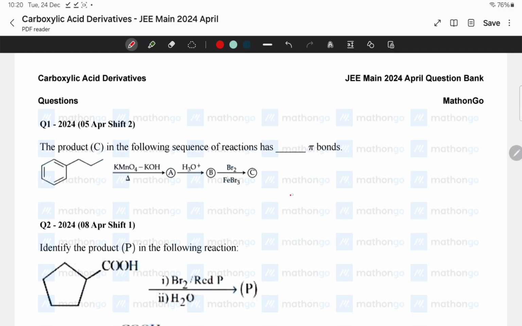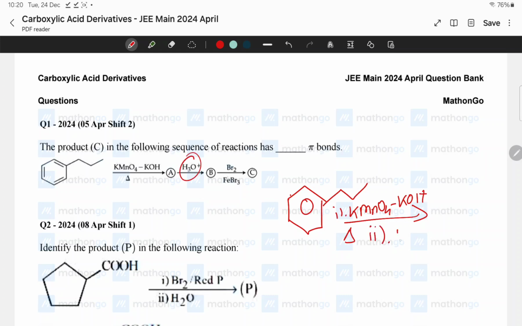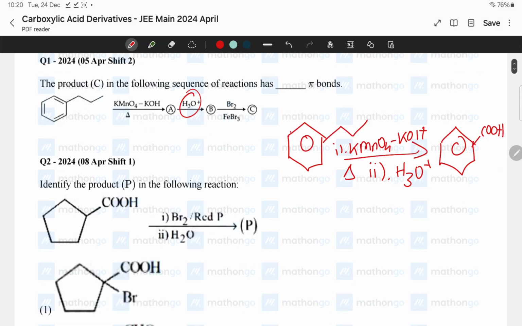So first question: the product C in the following sequence of reactions has how many pi bonds? First we have benzene. Now we are adding KMnO4 and KOH, heat, and then we'll be adding H3O plus. So our reaction becomes simple. We get carboxylic acid. This is there in your NCERT textbook exercise question 2. Now into this carboxylic acid, we are adding Br2 in the presence of FeBr3.